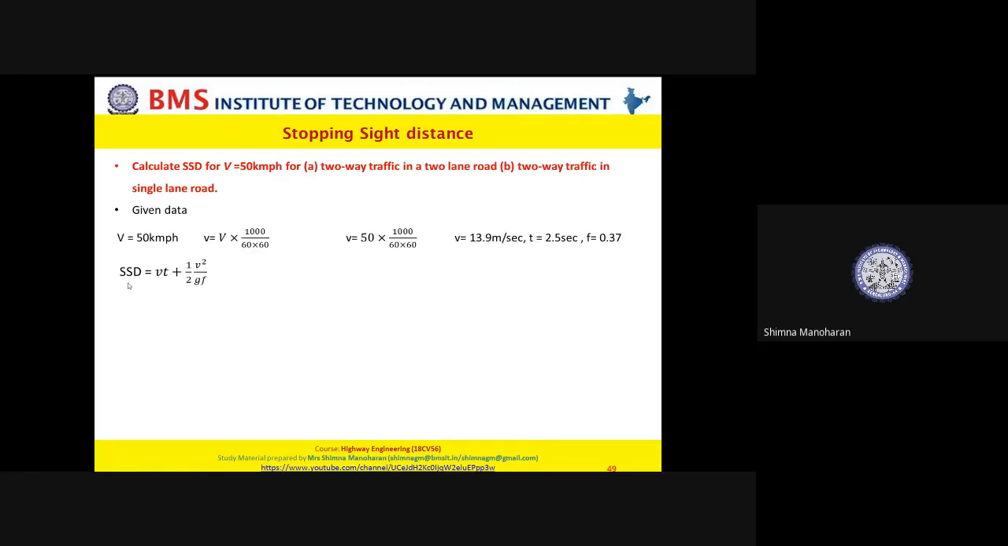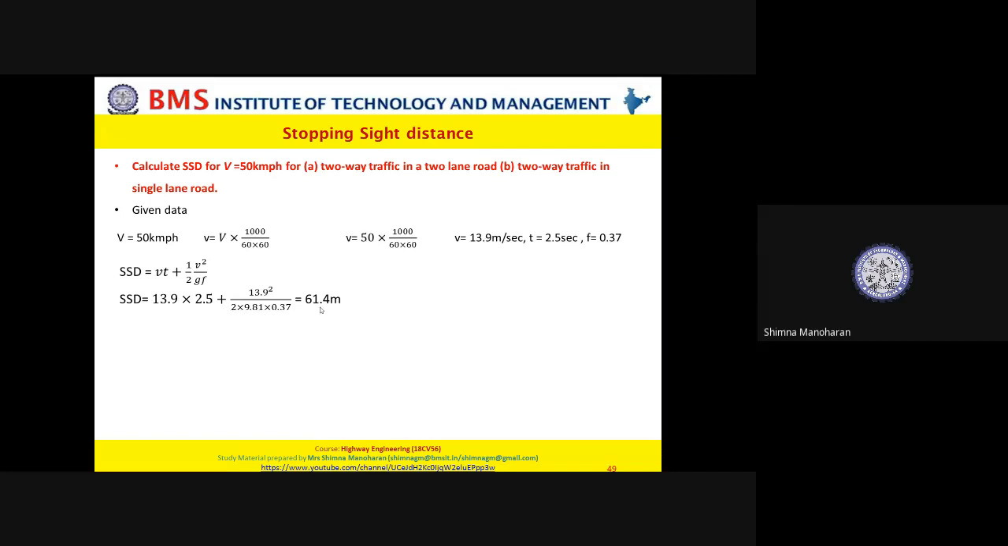Now you know how to compute SSD, right? Since there's no mention of the gradient, we take the equation for a plain road. So it is Vt plus V squared by 2gf. So V is 13.9 into 2.5 plus 13.9 square divided by 2 into 9.81 into 0.37. Just substitute and get the value. I've computed and given the value there, but let me know whether you're getting the same value. Yes, ma'am. Okay, you're getting 61.4.